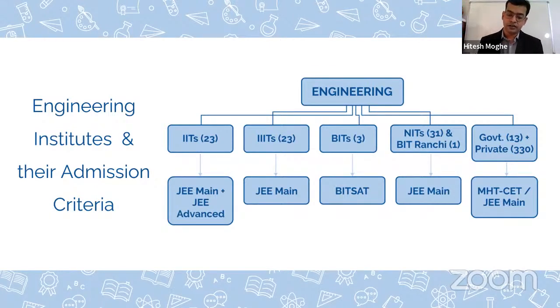If you clear JEE Main and get top ranks, you get direct admission into IIITs, NITs, and BIT Ranchi. Even in private colleges of Maharashtra, there are 15% seats reserved for all India students, and 85% seats for Maharashtra students. Those 15% all India seats are also filled through JEE Main. So JEE Main will help you get into IIITs, NITs, and the 15% all India quota of Maharashtra colleges.